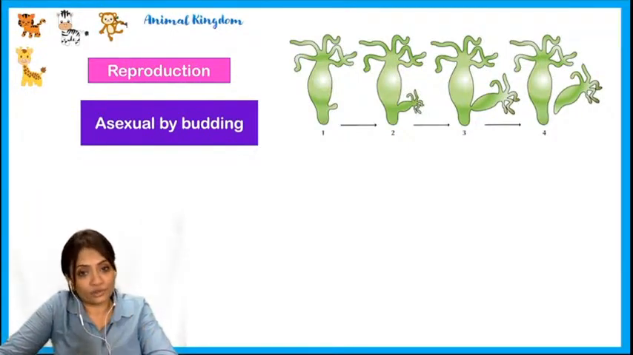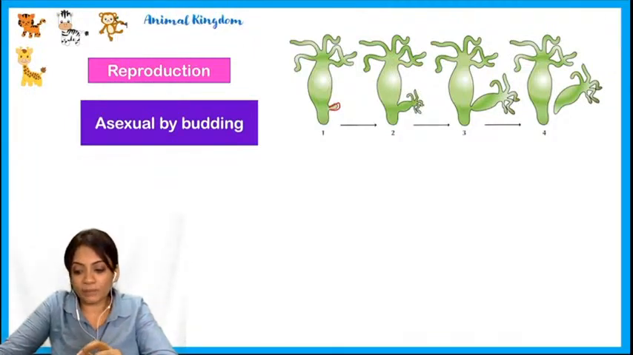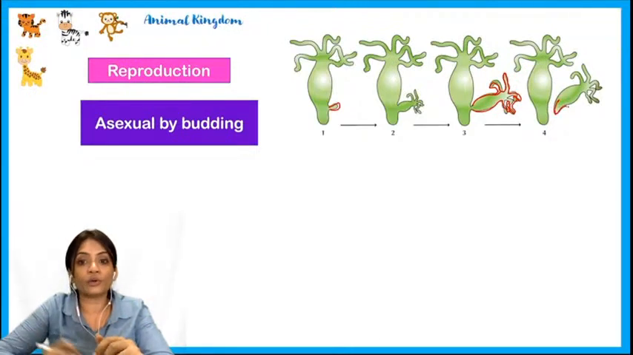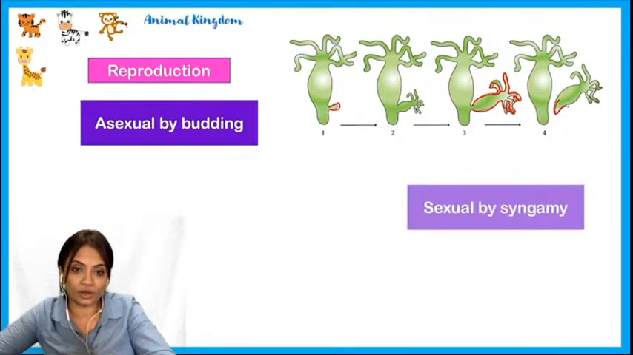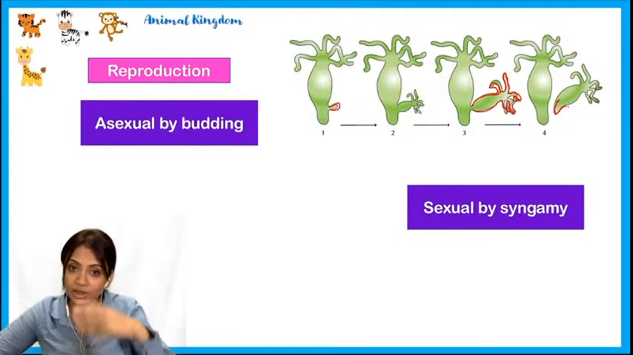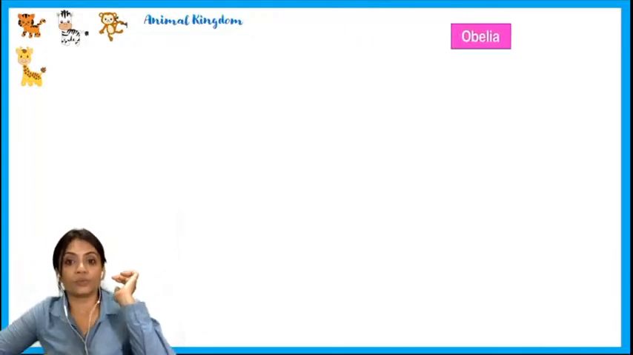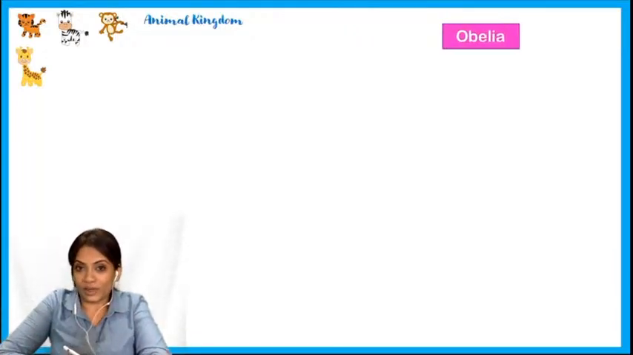When we come to hydra, over here the bud is going to be external, and that external bud will keep growing until the bud has become an adult form on its own, and then eventually it will fall off. You can see here how that bud has fallen off. And the sexual reproduction in Phylum Cnidaria takes place by syngamy. Now, a special feature: there is an example in this phylum which is called Obelia.